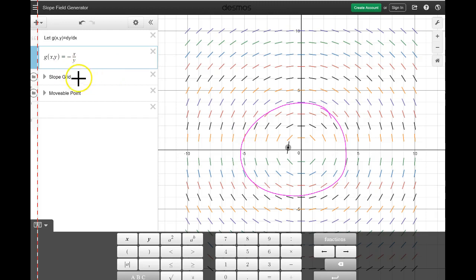Once you're given the initial value, if you're given some more information about the particular function, you can figure out which of these circles is the one that models what you're looking at.